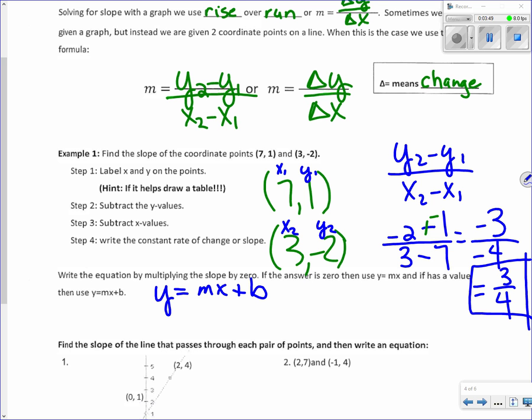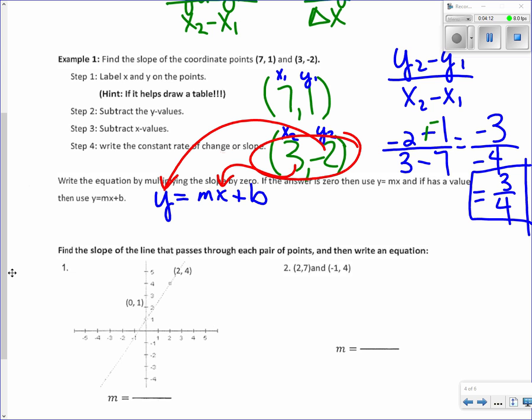So I'm going to use the second point right here. And so I'm just going to plug in where the x is, I'm going to plug in for x, and where the y is, I'm going to plug in for y. That's all we're doing. Don't freak out. It's not a big deal. You're just plugging in. And then we know our slope was 3/4, so that's going to go in where slope is.